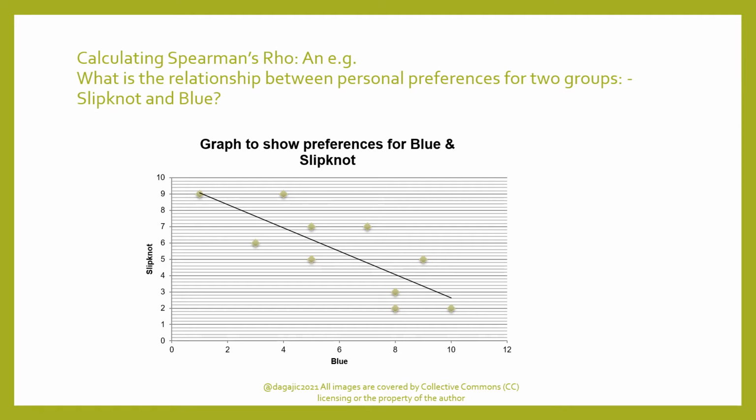Now you would expect there to be a negative correlation, and if you look at the data when it's been put onto a scatter graph, that is indeed what it shows. In other words, if someone likes Blue, they don't like Slipknot very much, and vice versa. So we can tell we've got a negative correlation, but what we need to know is how strong that relationship is. What's our correlation coefficient?